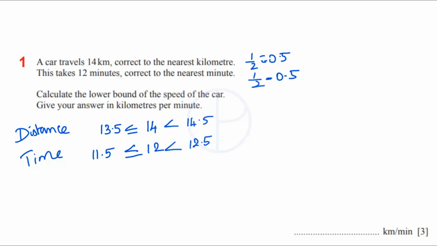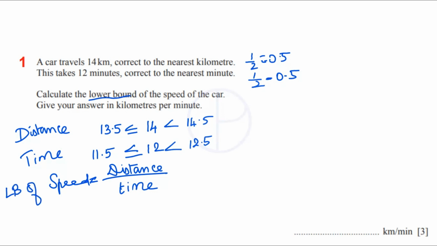Calculate the lower bound of the speed of the car. So what is the formula? Speed equal to distance by time taken. Okay, we need to calculate the lower bound of the speed. So lower bound of speed equal to distance divided by time.